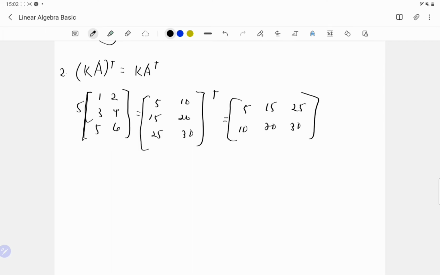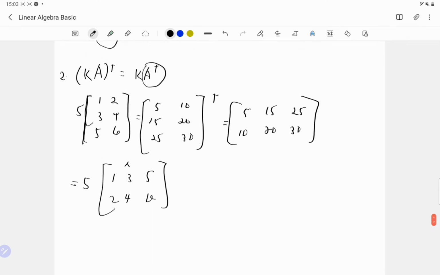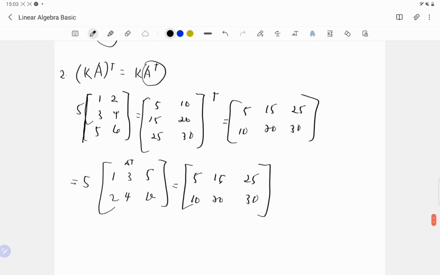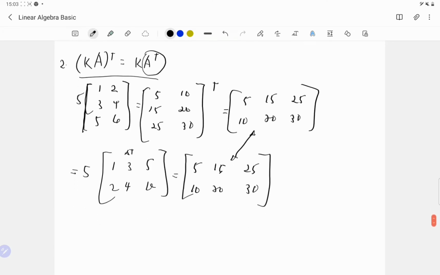Let's prove that it's equal to this one. Let's put the K, 5, outside. What's the transpose of A? It's 1, 2, 3, 4, 5, 6. Am I right? Then multiply by 5. 5 times 3 is 15, 25, 10, 20, 30. And we are done. You can see these are equal, so we proved that this is really correct.